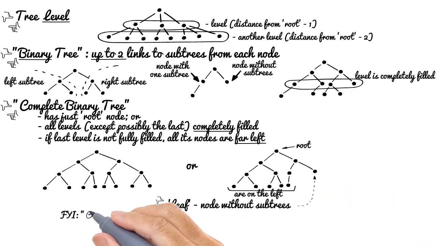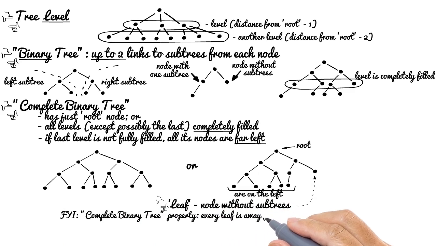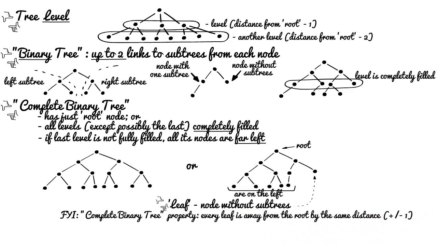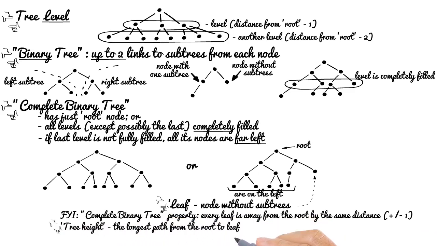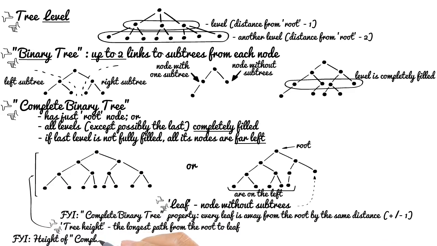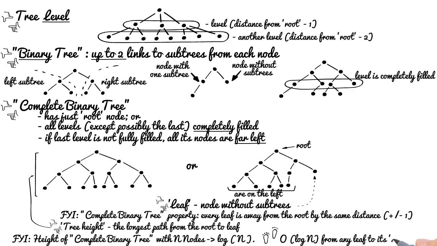An important property of a complete binary tree: every leaf is away from the root by the same distance plus or minus just 1. Tree height is technically the length of the longest path from the tree root to a leaf. The height of a complete binary tree with n nodes is log n. A logarithm explanation is out of scope now. Whenever you need to look for items from any leaf, the bottom of a tree, to its root, the top of a tree, you will spend log n steps, which corresponds to the fast log n order of growth.